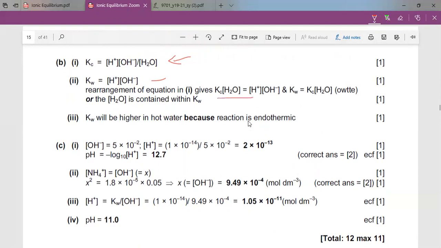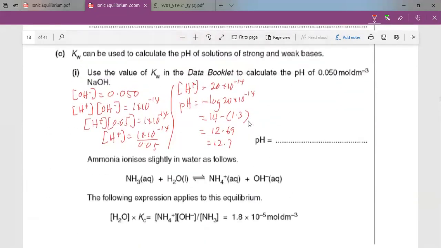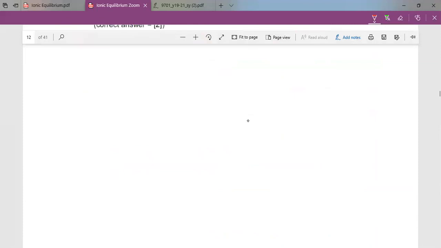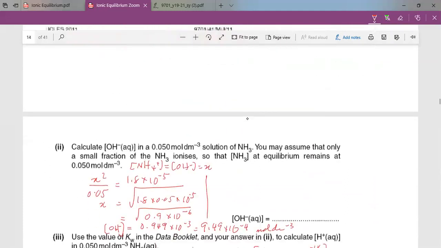Just put down rearrangement of the equation. One gives you this value here, and that's why Kw equals this. Or the water concentration is contained in Kw. This is quite a simple explanation. Some think it's like rocket science. It's not. Simple things. All right. So here, of course, they ask you to explain how the Kw for hot water will differ from cold water. Well, the Kw will be bigger. Why? Because it's endothermic. See here, Kw is bigger because endothermic.